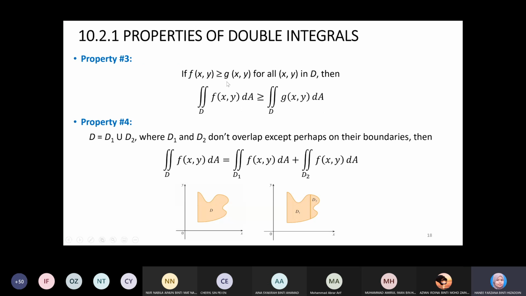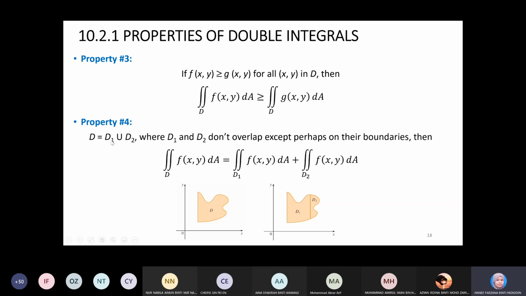Okay, so for property number 3, if f(x,y) is greater than g(x,y) for all values of x and y in the region D, then the integral of f(x,y) will be greater than the integral of g(x,y), which also makes sense.